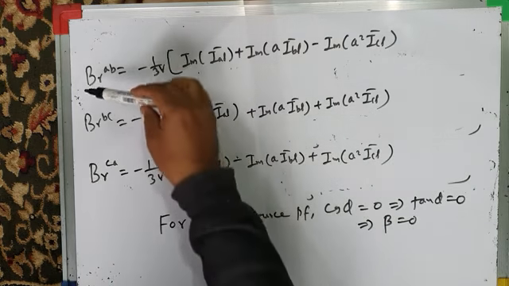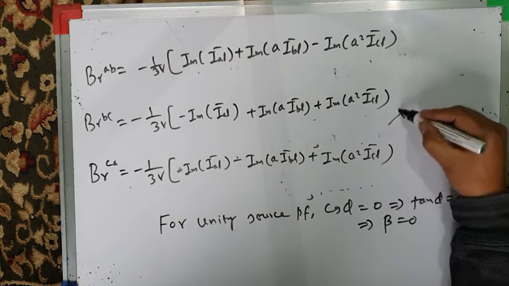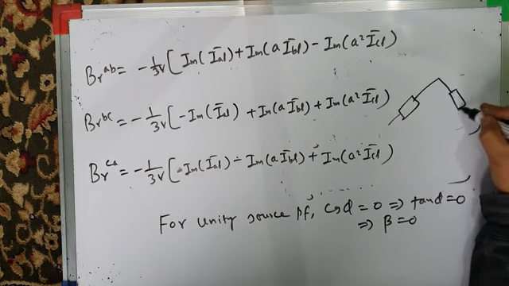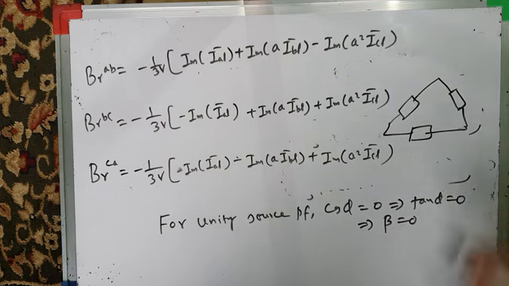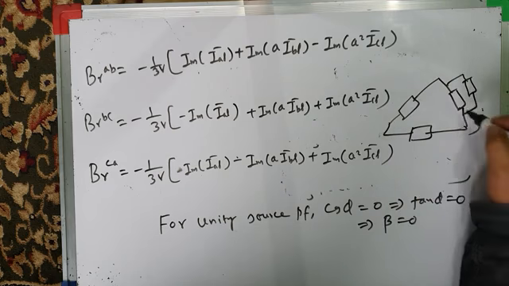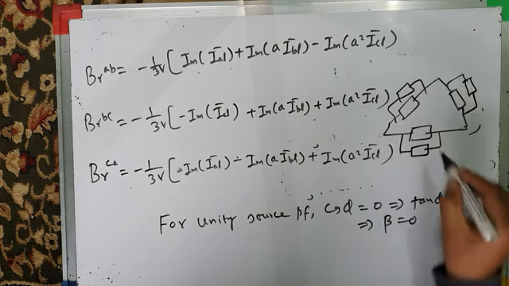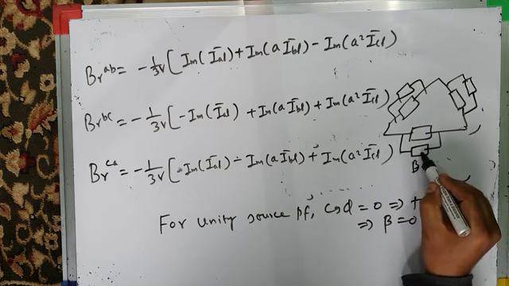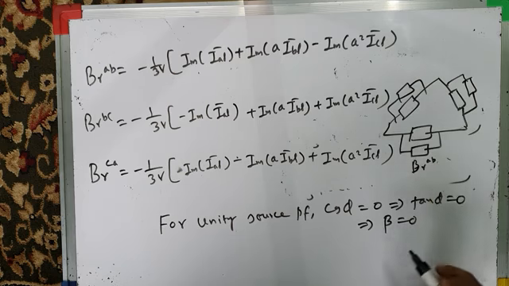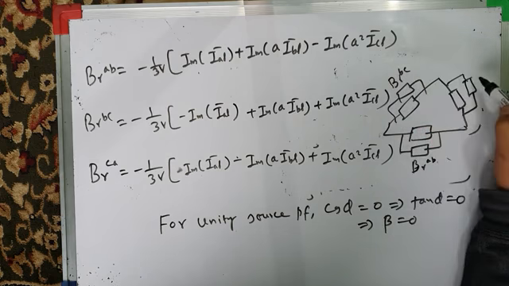Therefore, when you connect these compensators across your delta connected load, these are the actual load admittances. Now you are connecting susceptance compensators across each branch of the load. This is the compensator whose susceptance is B gamma AB. The susceptance of this compensator is B gamma BC. And the susceptance of this compensator is B gamma CA.